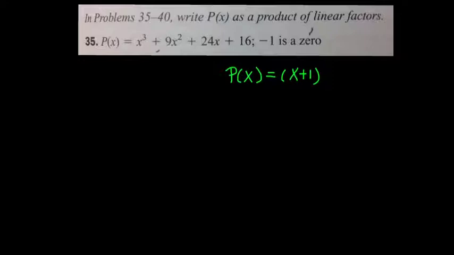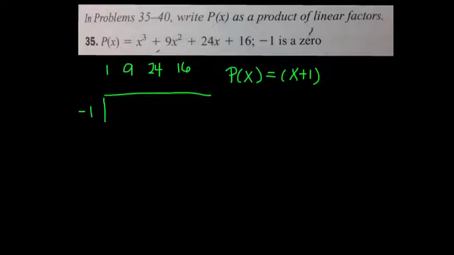To find the remaining factors of p of x, I can use the idea that since x plus 1 is a factor, or since -1 is a 0, I can set up a synthetic division table to find the other factor that I can multiply x plus 1 by to get p of x. The coefficients of p of x are 1 for 1x to the third, 9, 24, and 16. So these are the numbers that I'll write on top of my synthetic division box: 1x to the third, 9x to the second, 24x, and 16. And then I'll put the -1 outside.